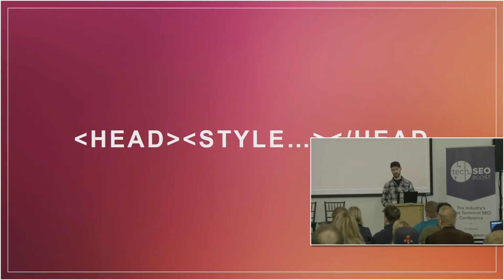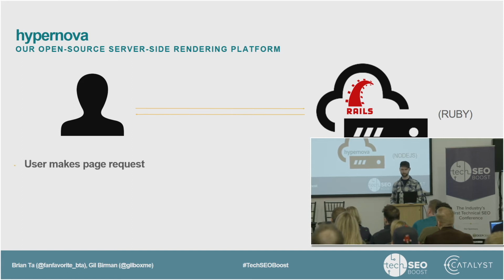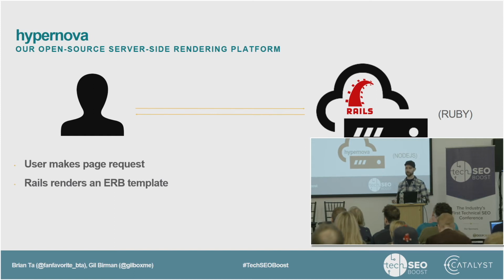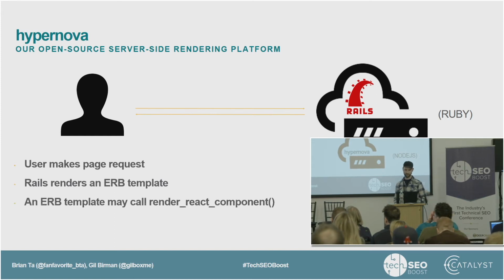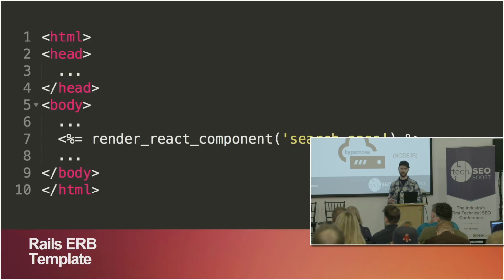Next, how did we get the styles inside of the head? So this is how our server-side rendering works. We use a service called Hypernova. It's an open source library that's available on GitHub. And how it works is the user makes a page request. Rails renders an ERB template. That ERB template may call render React component. And when it does, Hypernova handles that call and sends back markup.